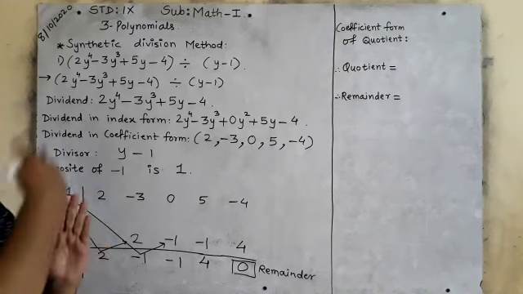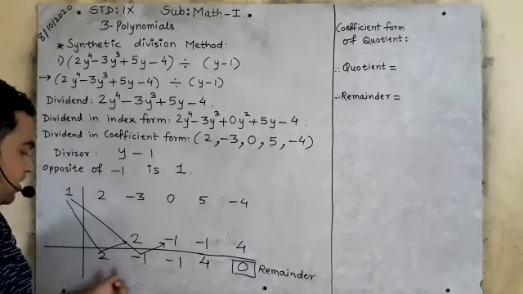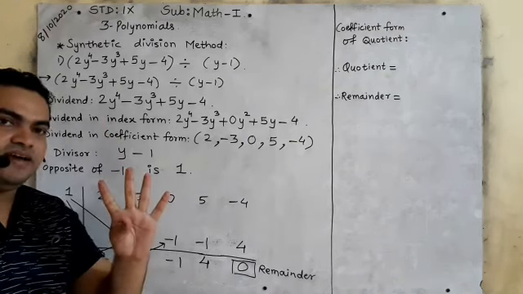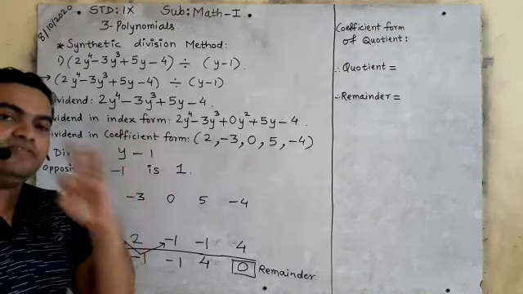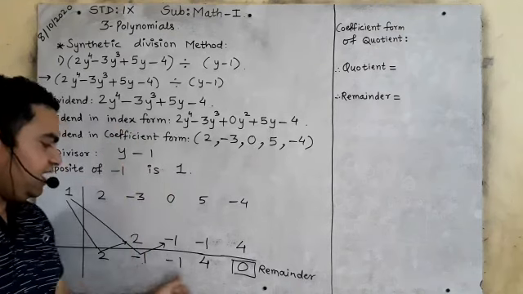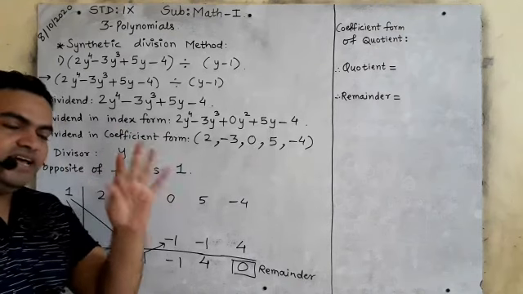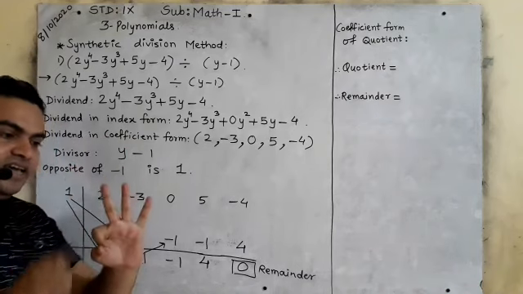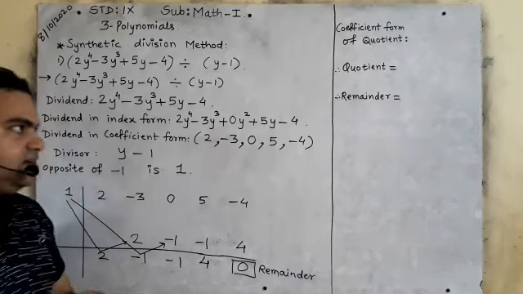But what is the degree of the variable? Here 1 2 3 4, 4 terms are there. It means the degree of the variable will be 3. एक कम करेंगे. 4 है तो 3. Okay, 4 है तो 3 करेंगे. अगर 3 है तो 2 करेंगे. Is it clear?